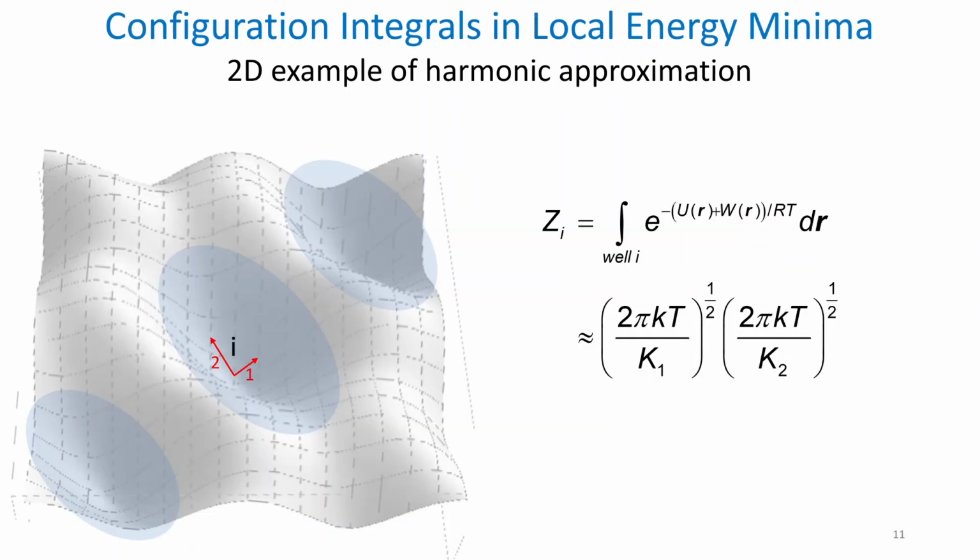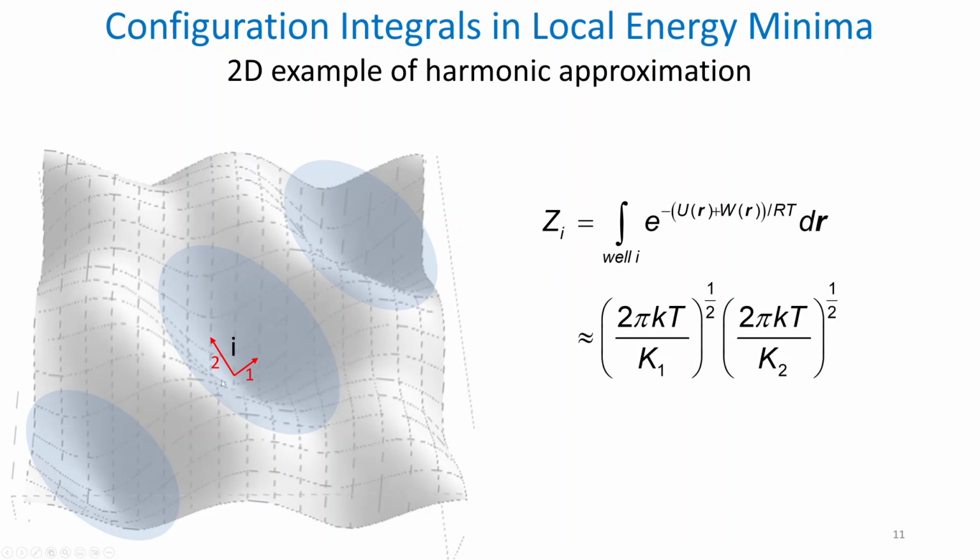This slide explains how we compute the configuration integrals and the local energy minima. We don't do a detailed integral as shown here. Instead, we do an approximation that we call harmonic approximation / mode scanning, and I'll explain why. So let's say we want to compute the configuration integral for energy well I. Let's say it's a sort of an elliptical shape. We again compute the second derivative matrix of the energy plus solvation energy and get the principal axes of this elliptical shape. Really, now we have a Gaussian distribution for the Boltzmann factor.